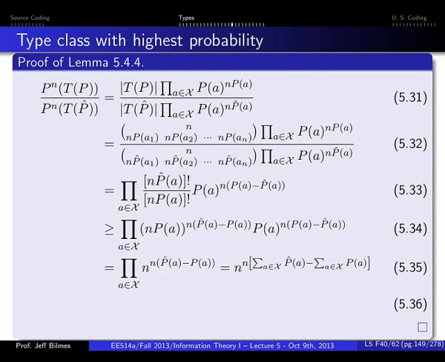And so we can just write this by putting the product up in the exponent, where it turns into a sum, and suddenly we're just summing probabilities. And summing probabilities gives 1. And so we get n to the n times (1 minus 1), so that whole thing is equal to 1, n to the 0. And so what we've shown is that this ratio is greater than or equal to 1, as we wanted it to be. Hence, our result.